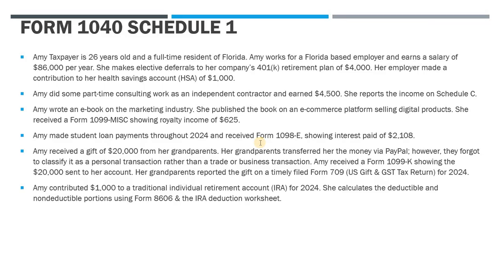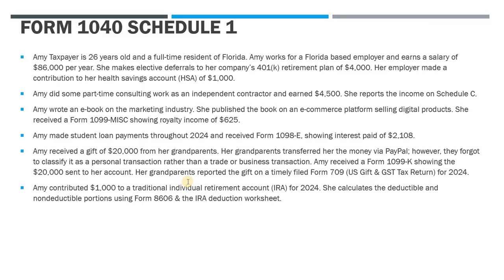Now, she also wrote an ebook on the marketing industry and published this on an online platform, selling it as a digital product. And so she sold a number of those during the year and received a 1099 miscellaneous, reporting royalty income of $625. Now, Amy also has some student loans, so she made payments throughout the year and received a 1098E, showing interest paid of $2,108.